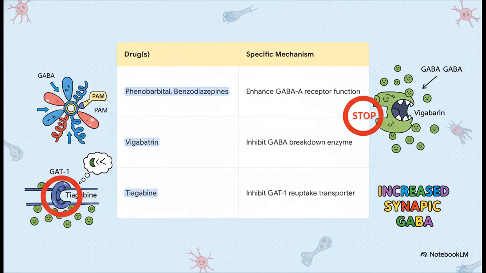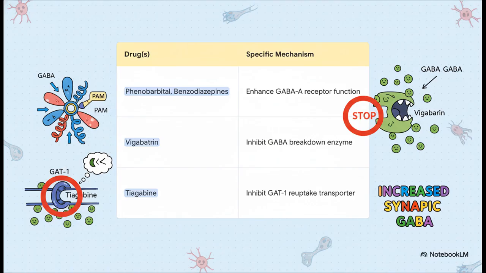So how do the drugs actually do this? Well, the first approach involves drugs like phenobarbital and the benzodiazepines. They're called positive allosteric modulators. That's a fancy way of saying they bind to a different spot on the GABA receptor. They don't open the channel themselves, but when GABA comes along, they make the receptor work much, much better, letting more chloride in.